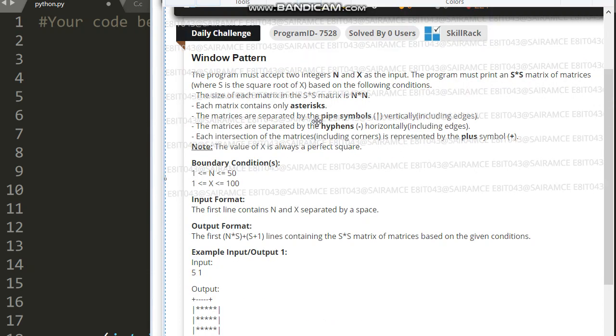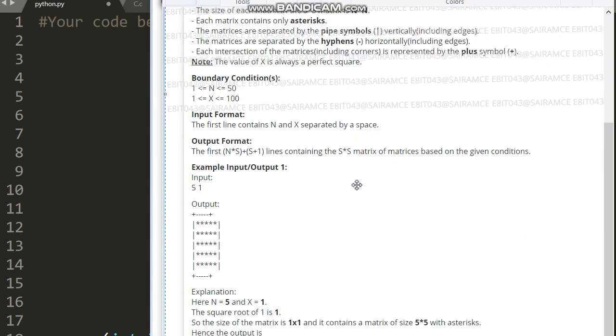So the elements which we are going to print are a pipeline symbol, asterisk symbol, hyphens and pluses. Here we have been given a note that x is always going to be a perfect square, so that every time you take the root of x, that's always going to be an integer. So now let's take our test case to understand our question better.